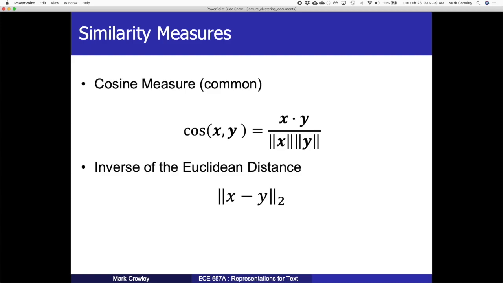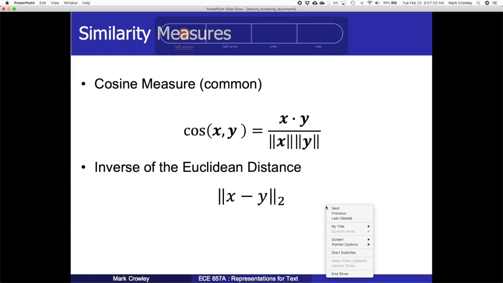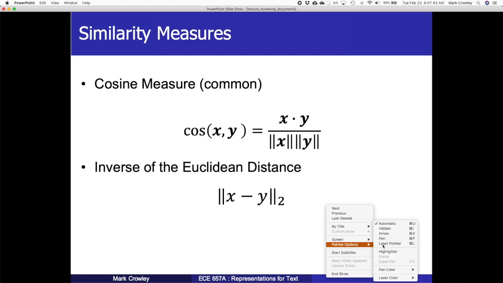So maybe there can be different ways to measure similarity and distances between points, which is going to be useful in a lot of situations. And so you can always use the Euclidean distance between points, which is just the square root of the sum of the squares of the differences.